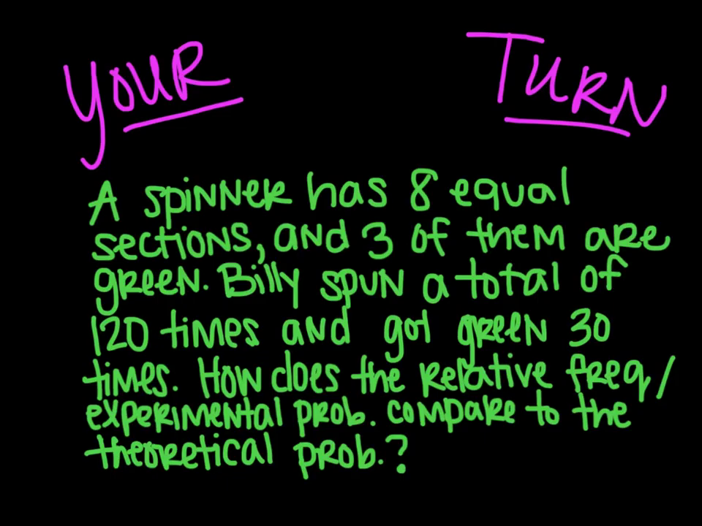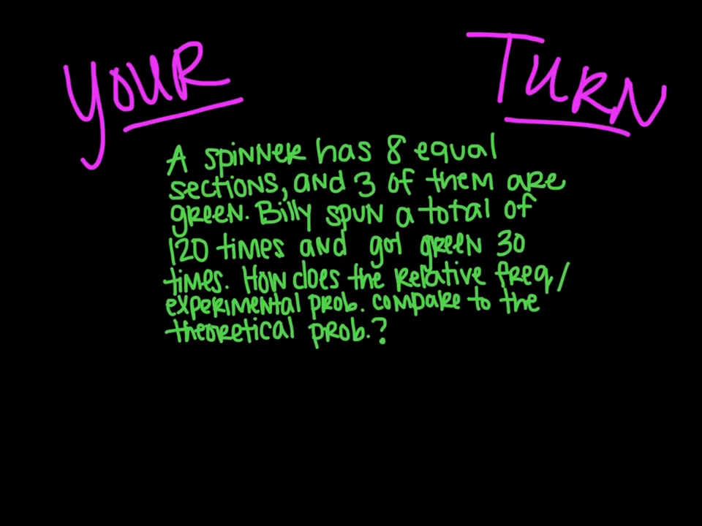Your turn. A spinner has 8 equal sections, and 3 of them are green. Billy has spun a total of 120 times and got green 30 times. How does the relative frequency and experimental probability compare to the theoretical probability? That's the question you're going to answer.